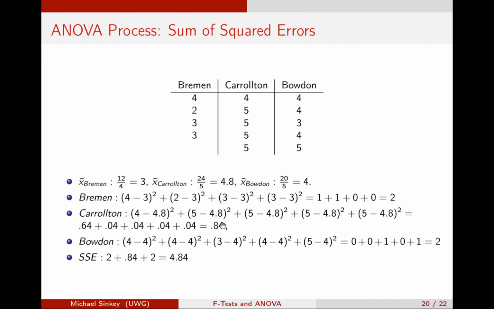Now for Bowdoin, I have 4 minus 4, which is the category mean for Bowdoin, squared, 0. Next observation here is also 4, minus the mean of 4, still 0. Then I have 3 minus 4, that's negative 1, squared, 1. Total of 2. So I have 2 plus 0.84 plus 2, that's 4.84. That's my sum of squared errors.